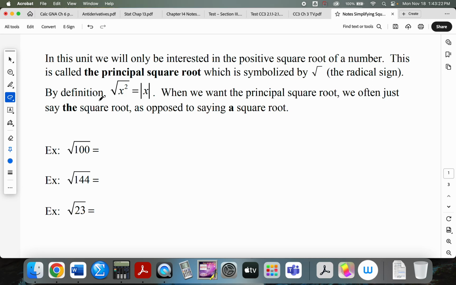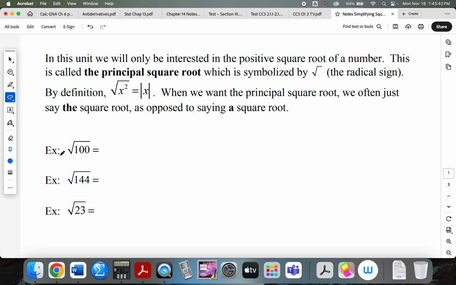By definition, the square root of x squared is the absolute value of x. It's always going to be positive, even if x wasn't positive. So when we want the principal square root, a lot of times we just say the square root, instead of saying a square root.